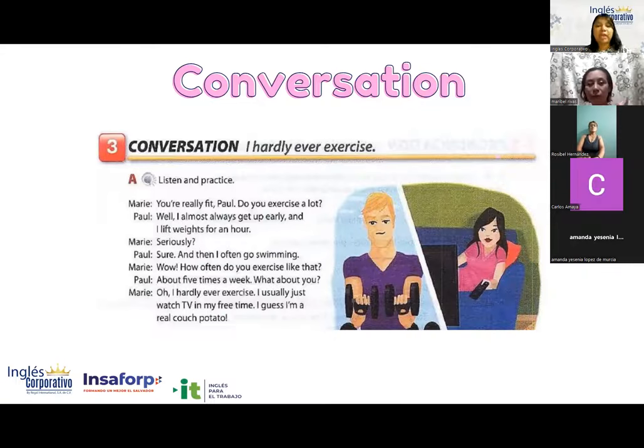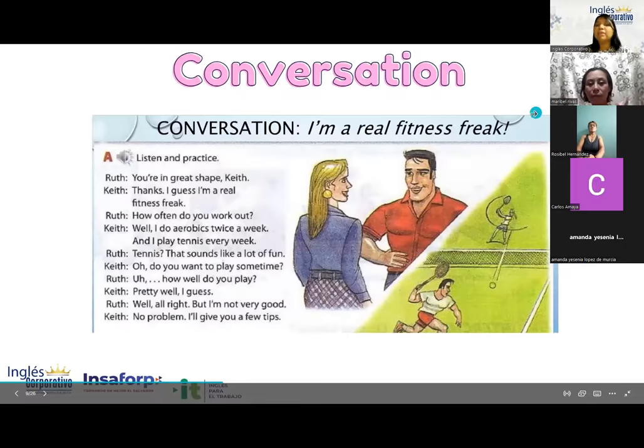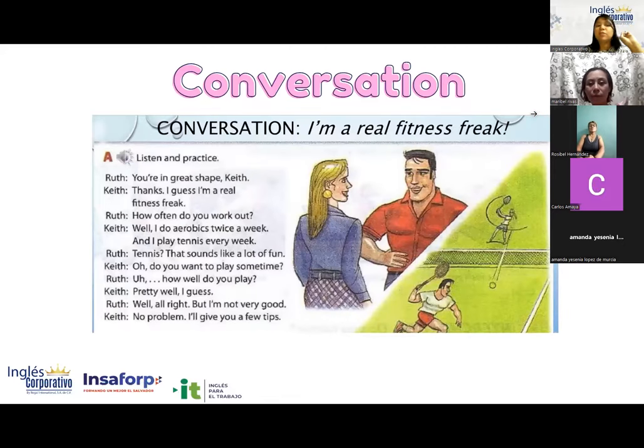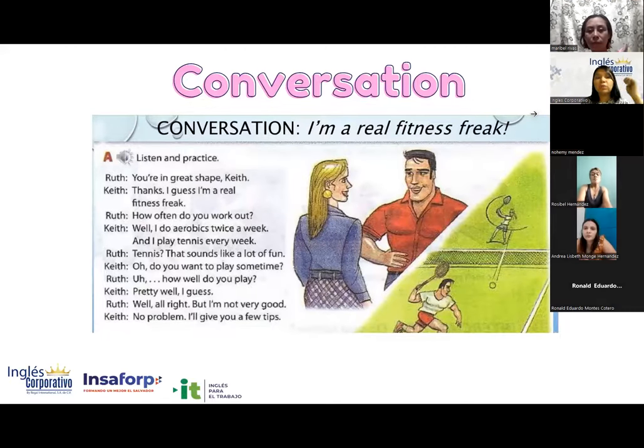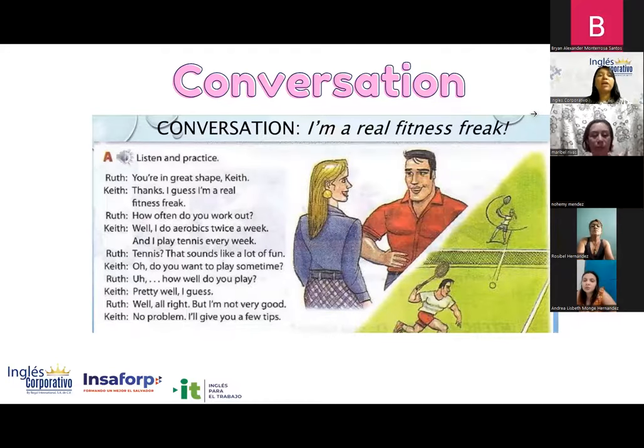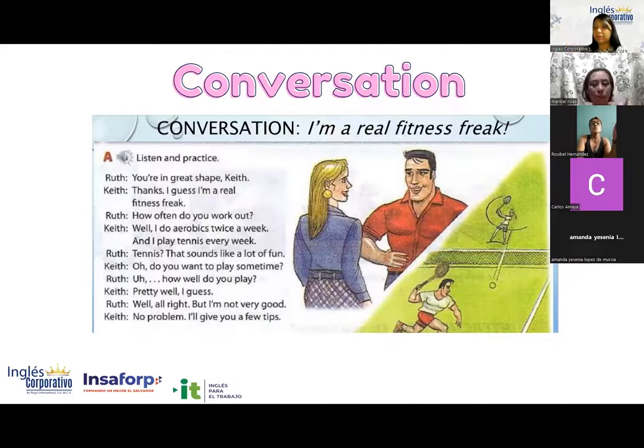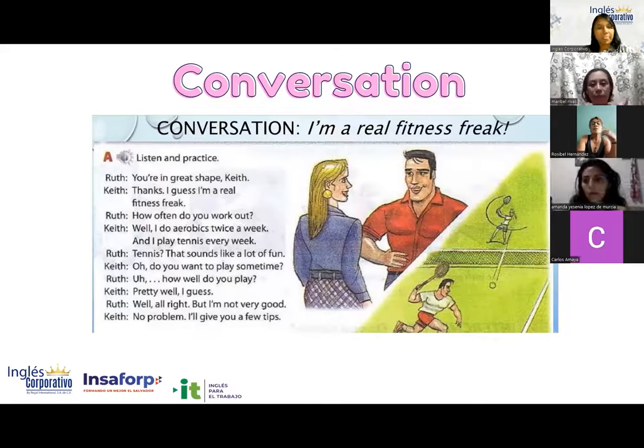So in this case, let's move, and I need two volunteers. One is going to be Ruth, and the other one is going to be Kate. Amanda, you are Ruth, and Rosibel, you are Kate. Okay, go.